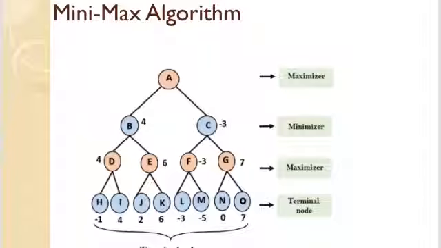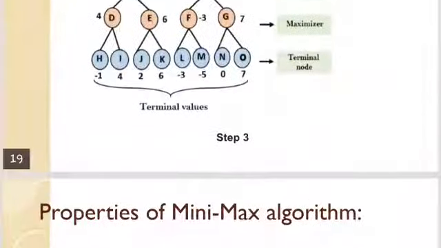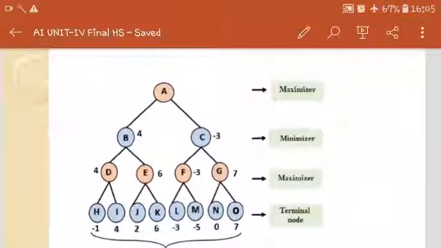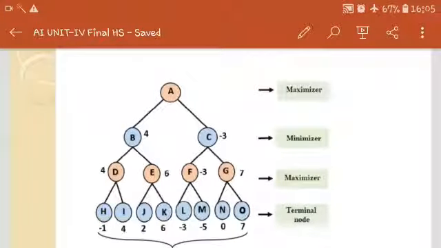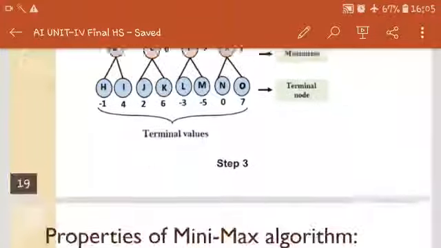For B we have value 4 and for C we have value -3. Now we go for the maximizer, or max value. So what will it select? It will select, yes, exactly, the value 4.